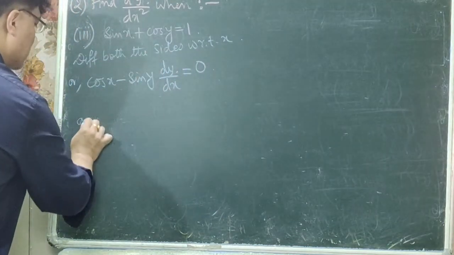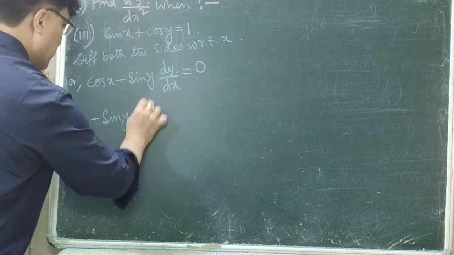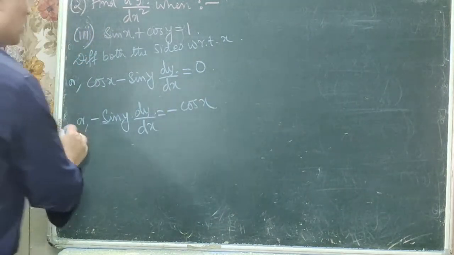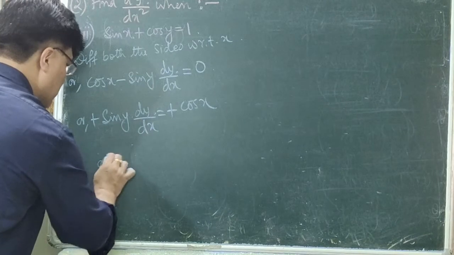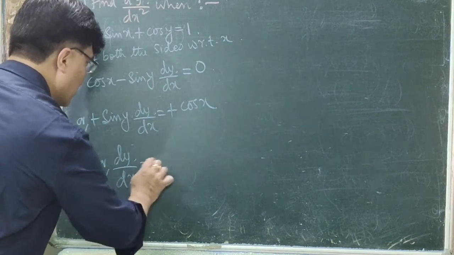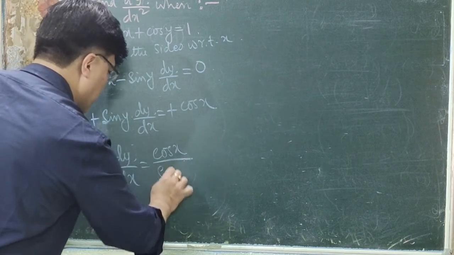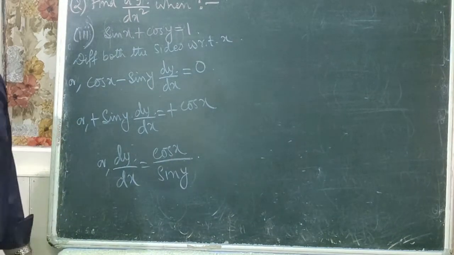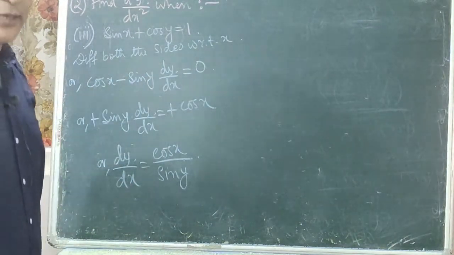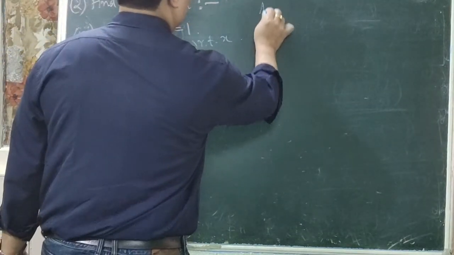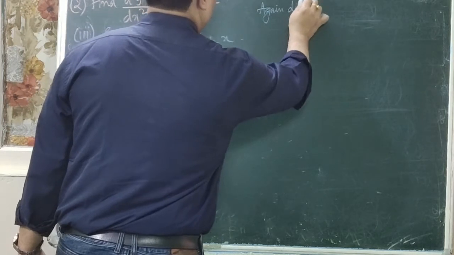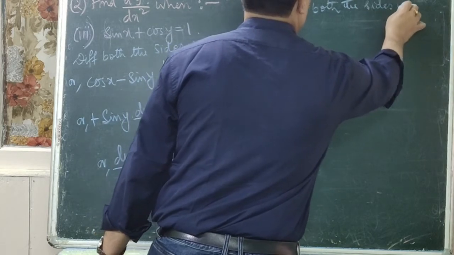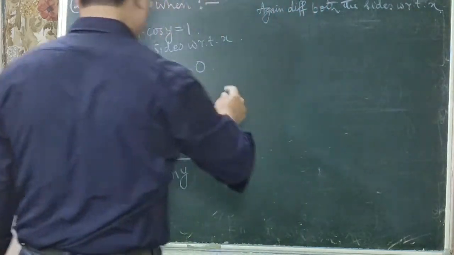Now let's get the value for dy by dx. Minus sin y into dy by dx is equal to minus cos x, right? So here you can cancel, minus minus gets cancelled, or what is the value for dy by dx? So dy by dx is equal to cos x divided by sin y. Understood now? Now let us find out the value for d2y by dx square. That means you have to differentiate again both the sides with respect to x. So again differentiating both the sides with respect to x, right?